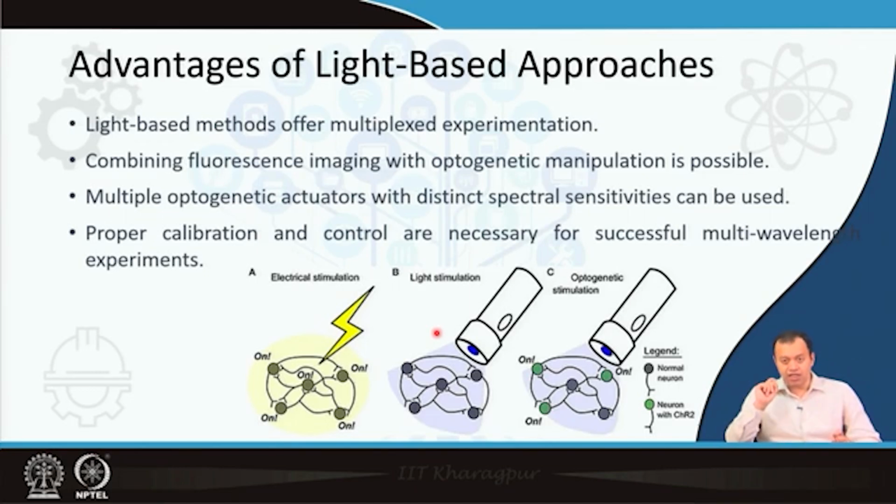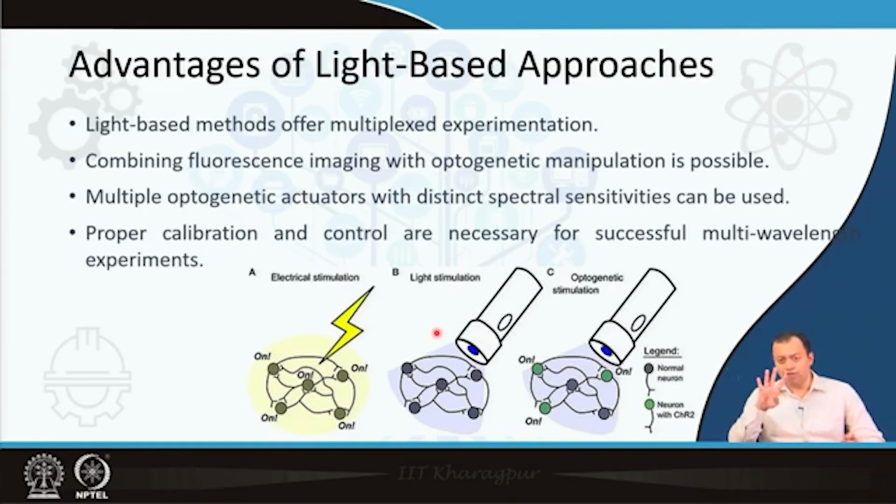The problem with electrical signals is that when you put an electrode inside the head of a mouse and then pass electric current, the electric current affects, if not the entire brain, almost a large portion of the brain. So, it will be very difficult for you to differentiate which part is conducting what exact sense.